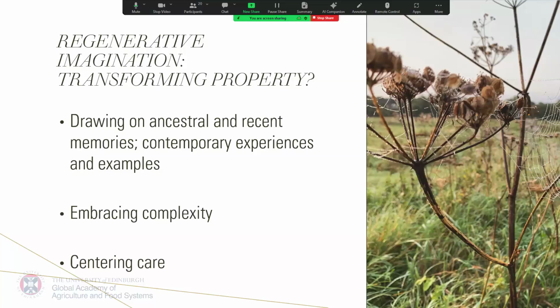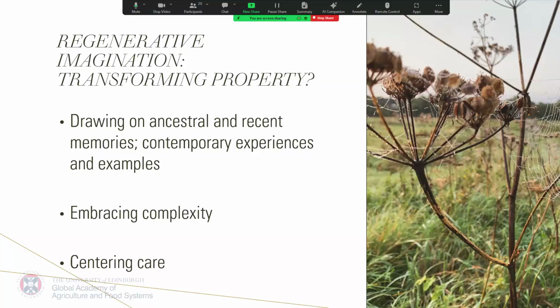So how might we begin to transform property? One place we might start is to consider looking at property through the regenerative imagination, or to develop a regenerative imagination of property. So what might that mean?